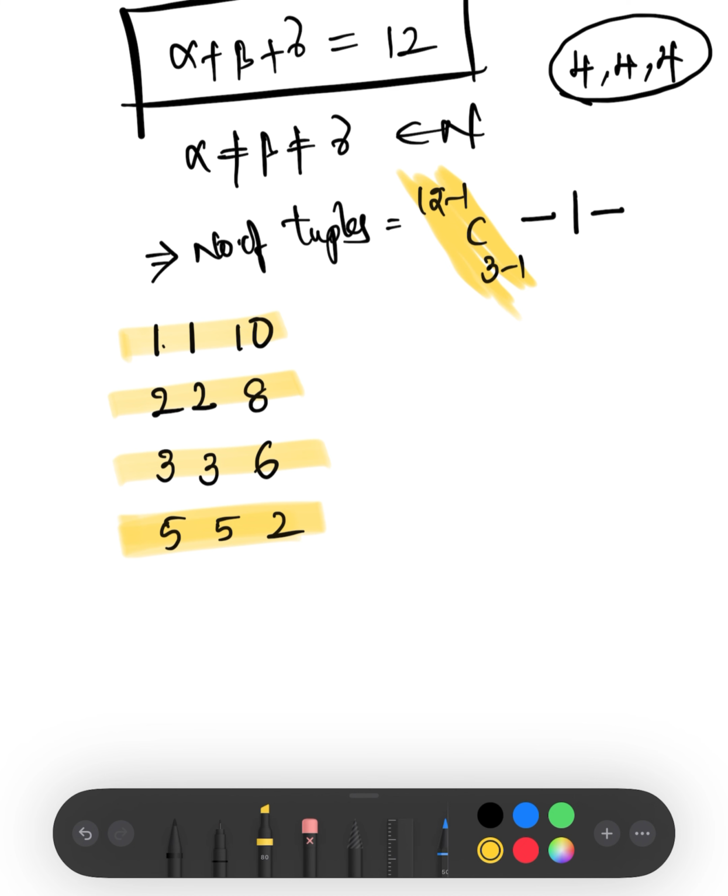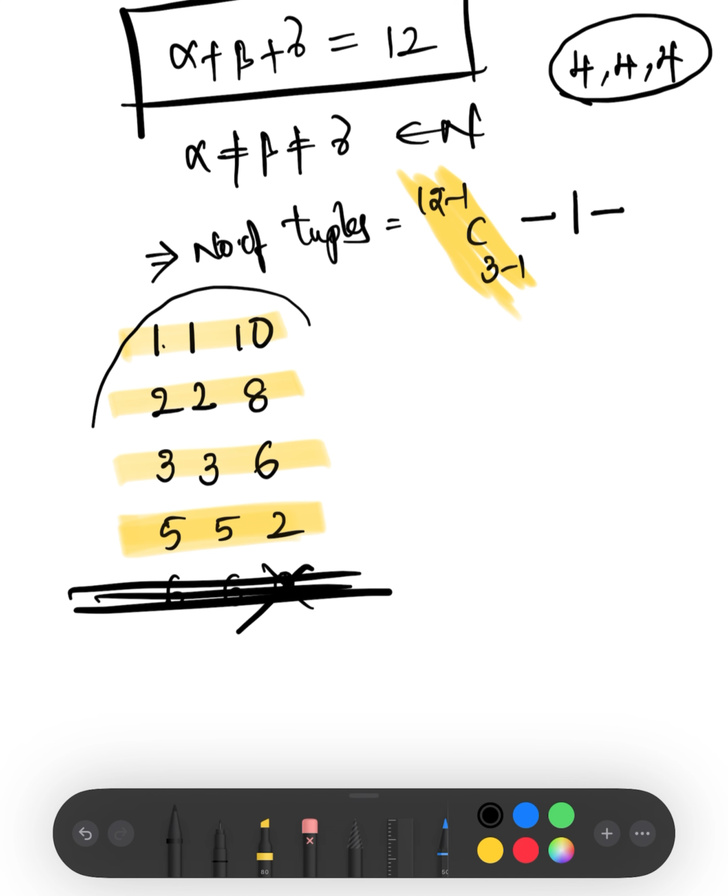Correct? Then after this, can we write 6, 6? If I write 6, 6, the other number would be 0, but 0 is not a natural number. So this type is anyway not possible. So here the possible ones are only these 4. Correct? So I can write 4 such types of arrangements.